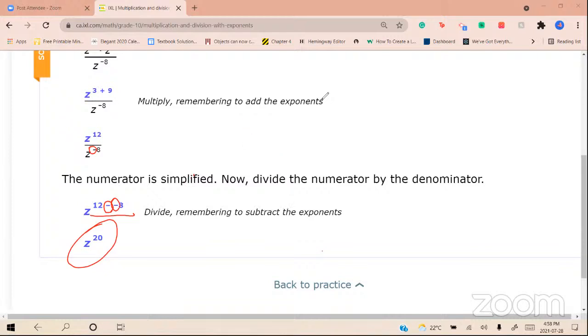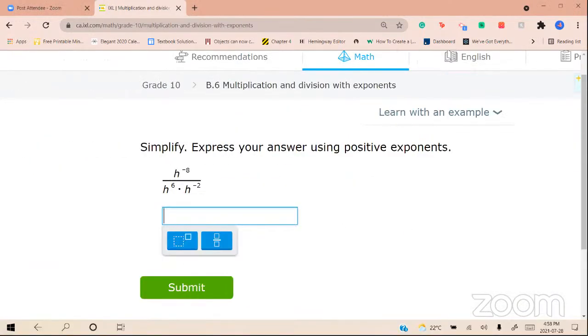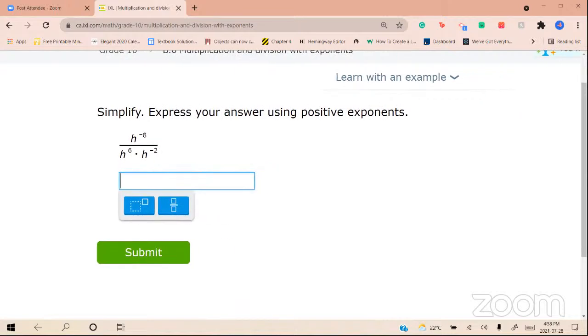But it's grade 10 work, right? Yeah, it's grade 10 work, but if you understand exponent rules, I think you're doing grade 9 too. Okay. But it's a pretty simple concept. If you're multiplying exponents with the same base, you're adding. And if you are dividing exponents with the same base, you're subtracting. Okay, so let's do an example. Okay, so back to practice. Okay, so simplify, express your answer using positive exponents.